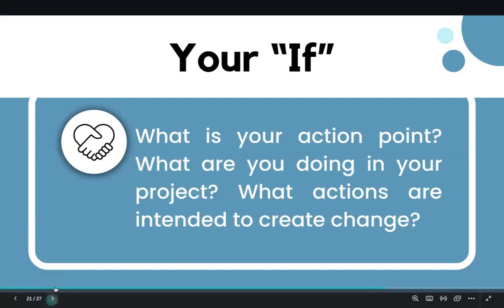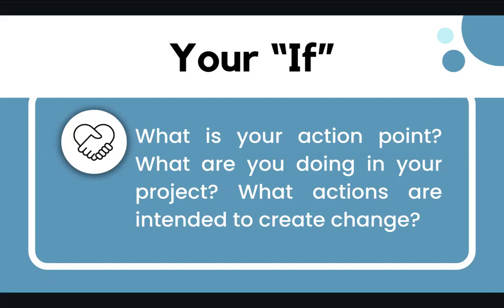And then this last part here is your if, where sometimes we want to start with the action point, but I want you to first think about the evidence that you have, then the intended outcome, and now what is the best action that you can do? What's the best action for your program, your organization you're pitching for this competition, to meet that specific need that is supported by evidence? So think, what is that action point? What are you doing in your project or program? And what actions are intended to create change? Again, take some time, pause this video, think through these questions, and write down some notes.